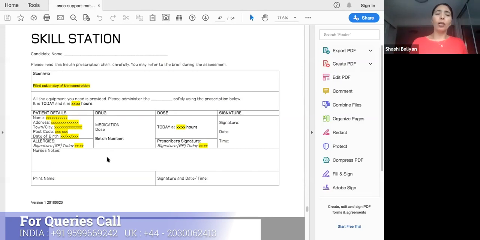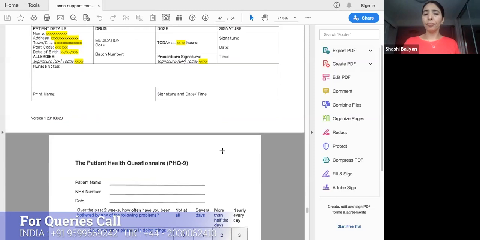So if you are giving some injection, then you will have to fill this chart up. You will have to write the medication, the batch number, because it is just like giving the implementation kind of a thing. So you are actually giving the medication, rather than oral, you are giving an injectable form.